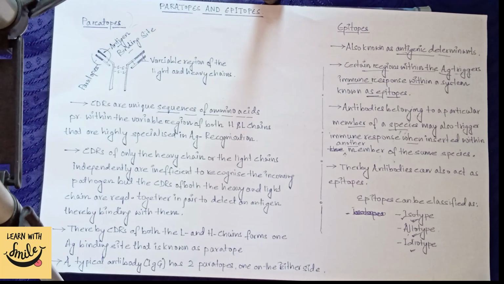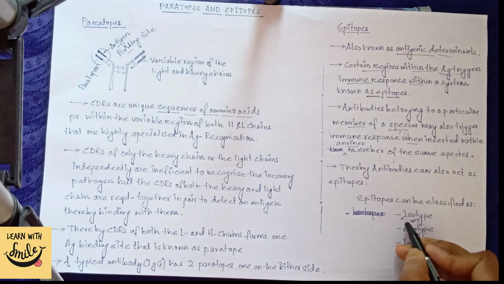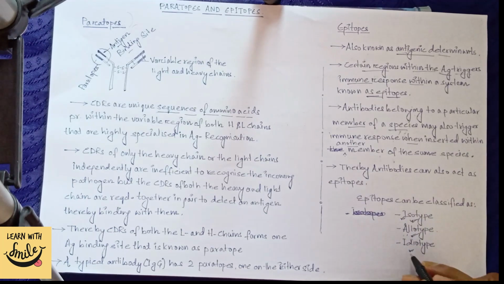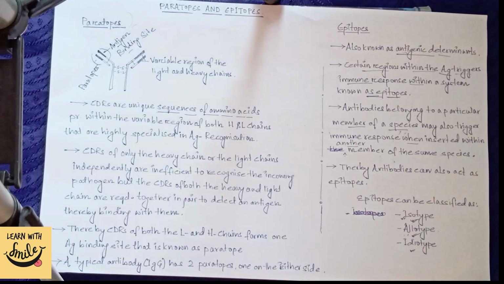So therefore, since such regions are present within the antibodies that can trigger an immune response, antibodies can also act as epitopes. Now here we have learned that both the antigen as well as the antibody can act as epitopes. Having learned that, we need to understand that epitopes can be classified into three different subtypes: isotype, allotype and idiotype. Now what is isotype?